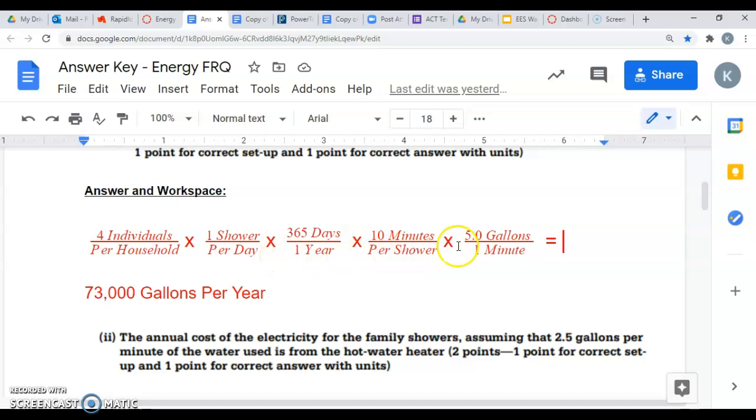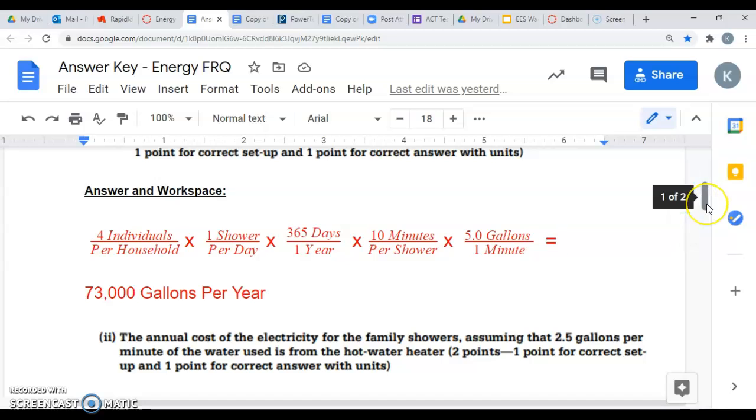So, because we want to be left with gallons per year, our minutes cancel here, our showers cancel out here, and then our days cancel out here. So we're going to be left with gallons per year. Okay, so that one's pretty simple. We should get 73,000 gallons per year.